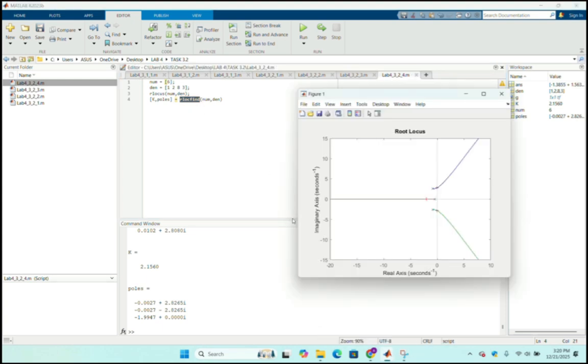Using the code we wrote here, we found the exact gain k equals 2.13, where the poles cross the imaginary axis. This is the critical point before the system becomes unstable in the right half plane.